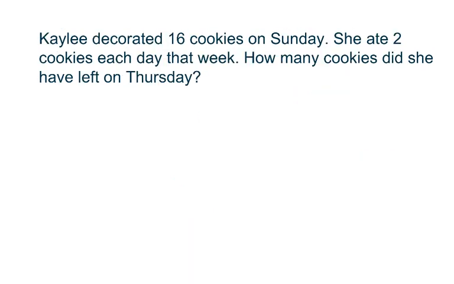Kaylee decorated 16 cookies on Sunday. She ate 2 cookies each day that week. How many cookies did she have left on Thursday? All right, Thursday is going to be the term we're looking for, and we're starting with our first term on Sunday. What term number is Thursday going to be? How many terms do we need to count out? Or how many terms does our pattern need to be? How long does it need to be in order for us to figure out how many cookies she has left on Thursday?